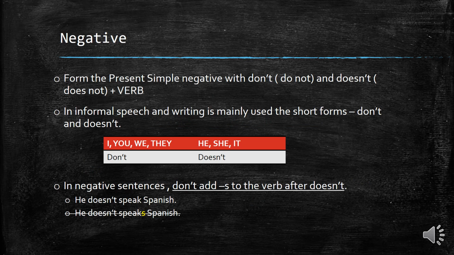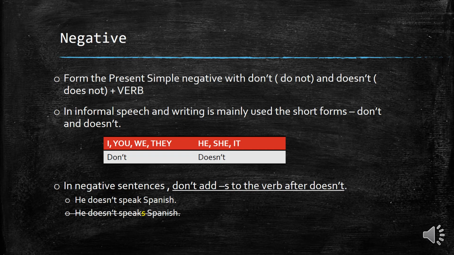What happens in negative sentences? You form the present simple negative with don't and doesn't. Usually, in speech and in informal writing, you use the short forms don't and doesn't. They actually come from do not and does not. Then you add the verb. The verb has to be in infinitive form when you have a negative sentence.